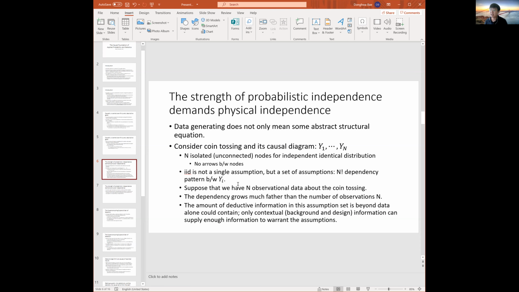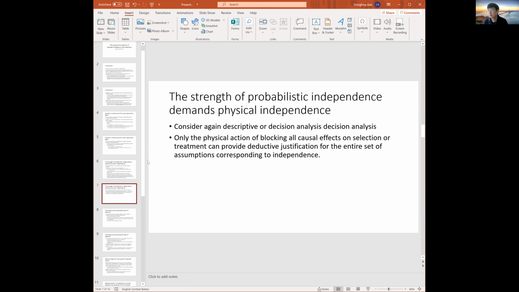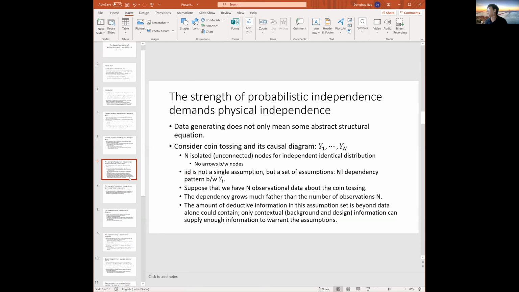So the author says that even for this simple coin tossing assumption, we need to think about causal components behind it. So not only for some complicated structural equation behind it, but even for the IID assumption, we need to think about some kind of causal component behind it.